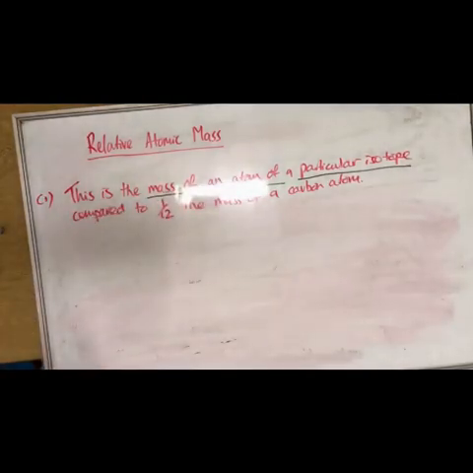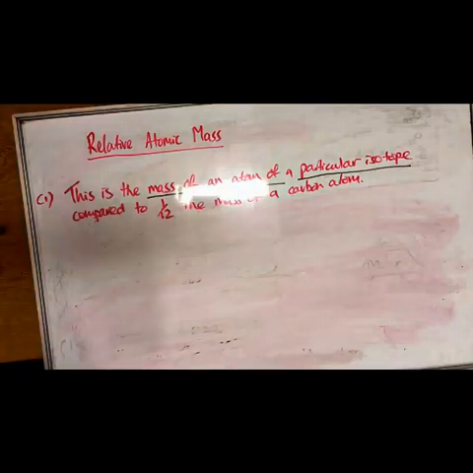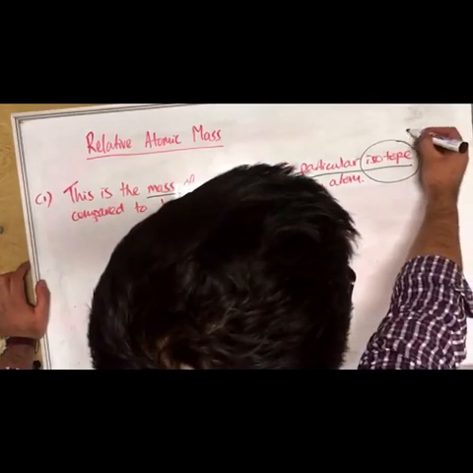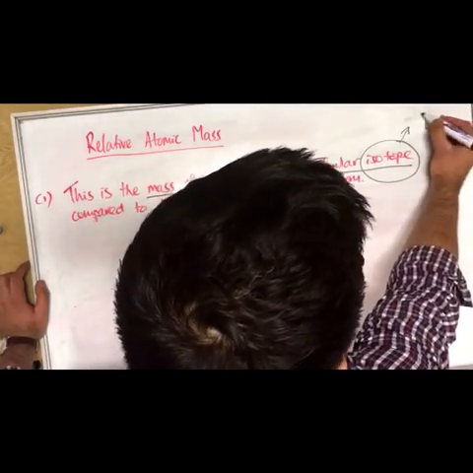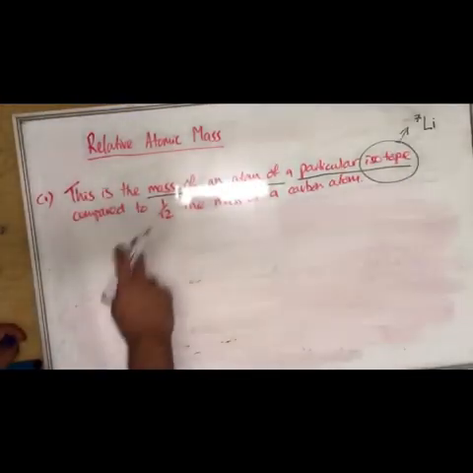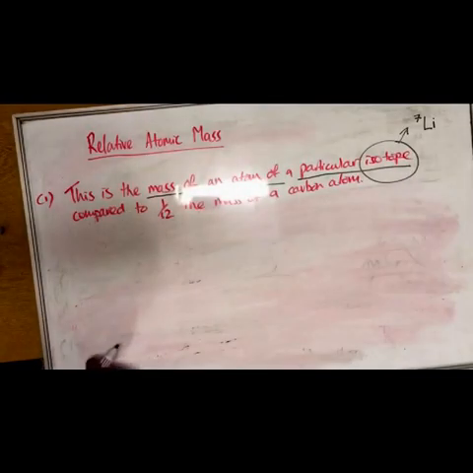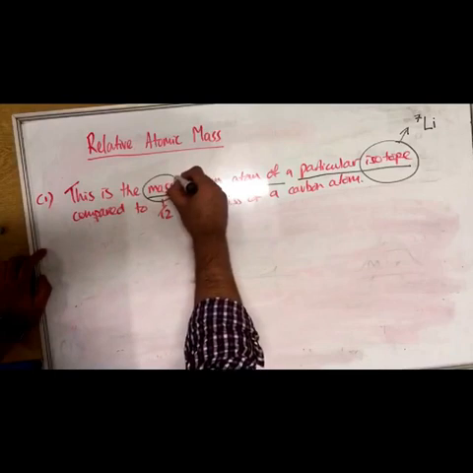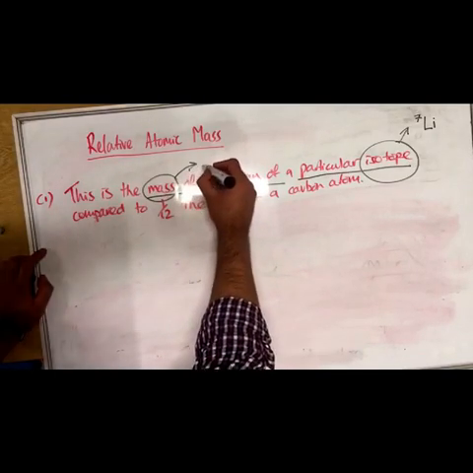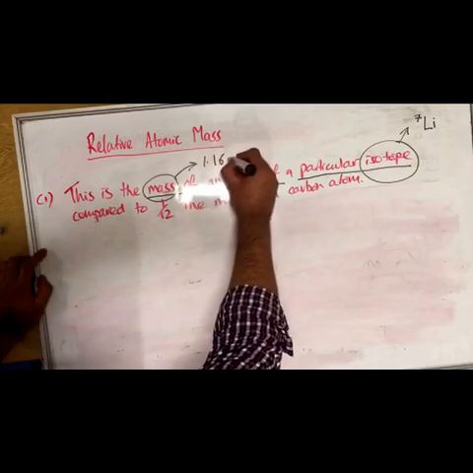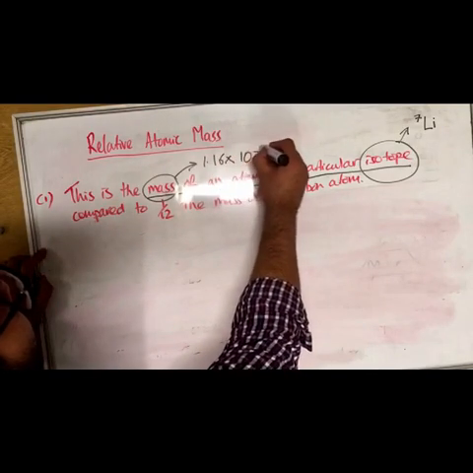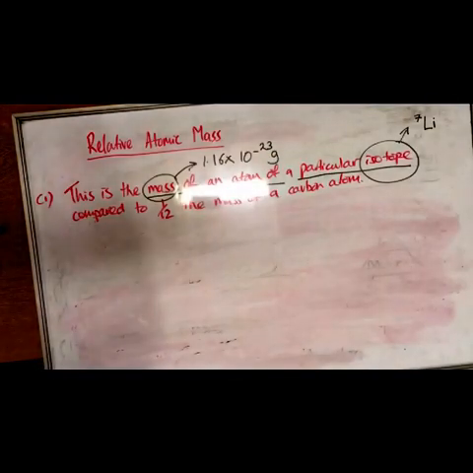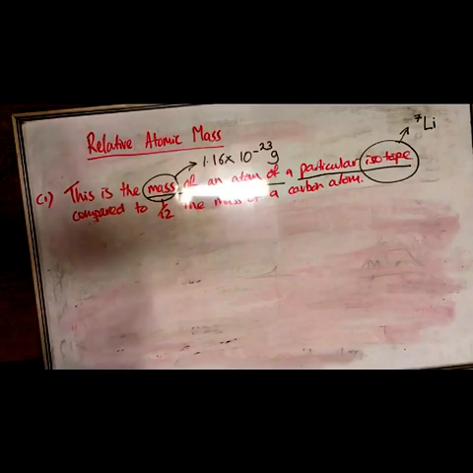Let's go through this by example. Let's say the particular isotope that we're trying to deal with is, I don't know, lithium-7. We need to know the mass of lithium-7. Let's say the actual mass of lithium-7, I've got it next to me, is very small, as you can imagine. It is 1.16 times 10 to the minus 23 grams. That's how much one atom of lithium weighs. Don't worry about how they work out the masses. That is the actual mass of a lithium atom.